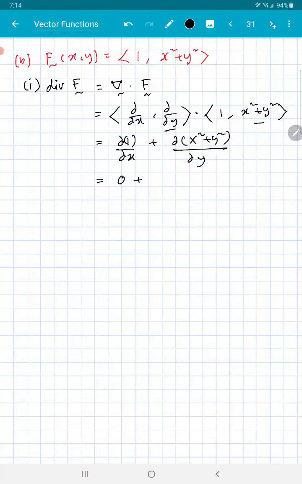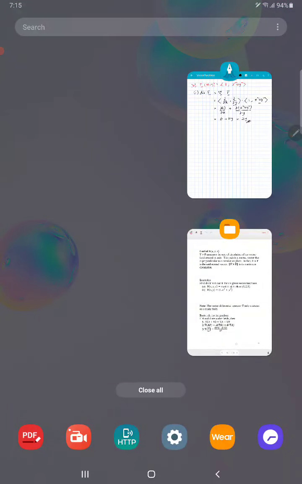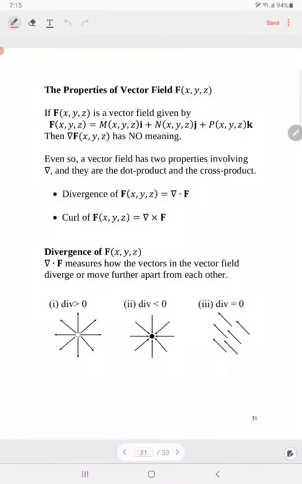Second term, differentiate x squared plus y squared with respect to y will give you 2y. So this is equal to 2y. So the divergence of f is equal to 2y, meaning that when y is 0, there is no divergence. When y is positive, then the divergence is positive, meaning that we have a source point. But when y is negative, then we have negative divergence, meaning that we have a sink point. All the vectors in the vector field are moving towards each other.